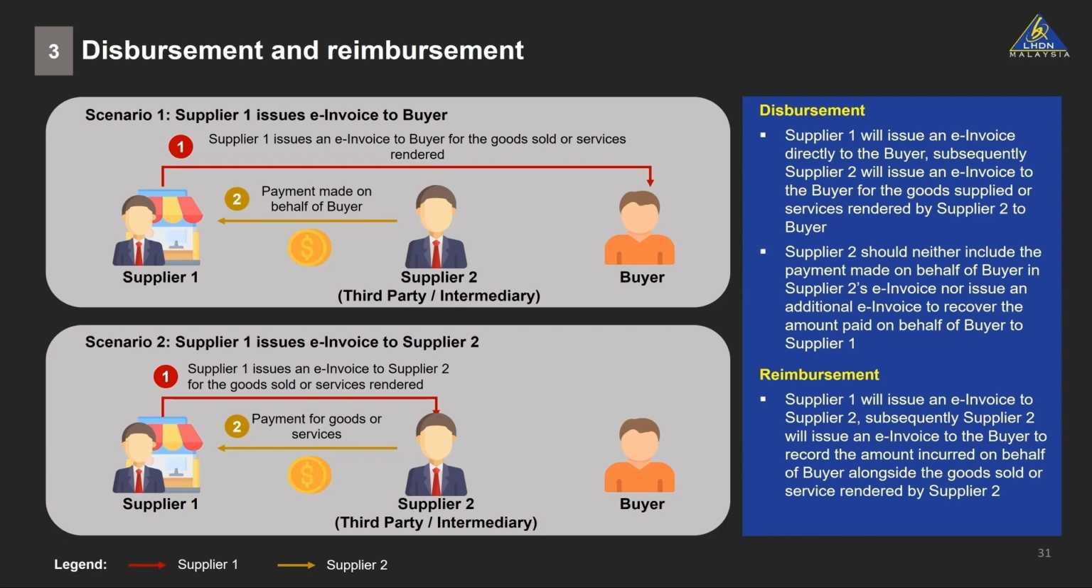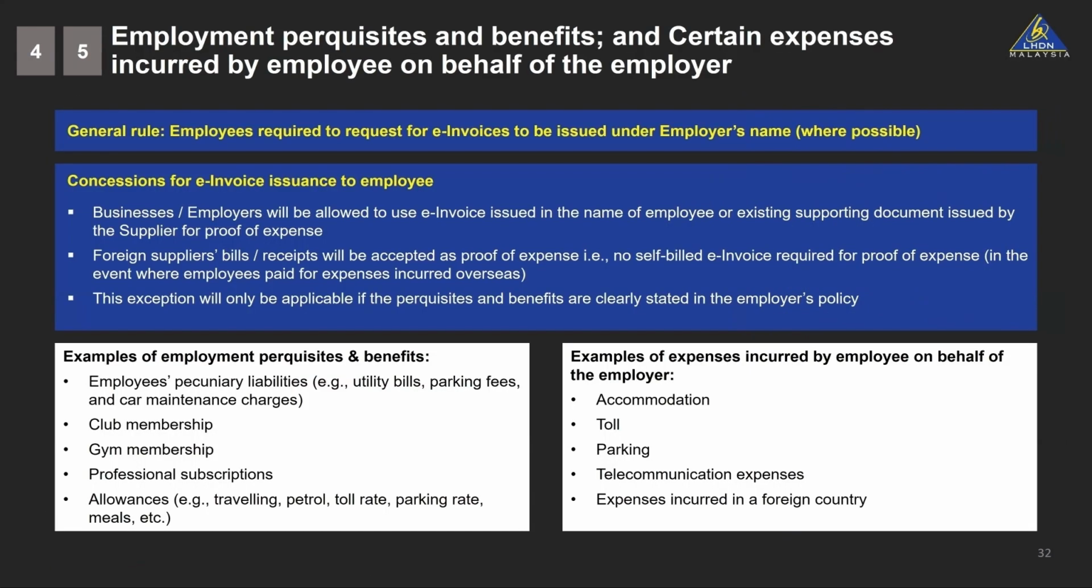Okay, for next slide kita akan lihat kepada tentang another group of taxpayer, that's the employee. In an employment contract, saya rasa employee ada diberi tawaran perks or benefit, whether sama ada dalam bentuk cash or non-monetary form. So example yang boleh diberi, contoh perks yang ada macam electricity bill or telephone bill, club or gym membership, professional subscription, juga kalau kata melibatkan claim allowance, contohnya macam travel allowance, petrol, parking, tolls atau meals lah.